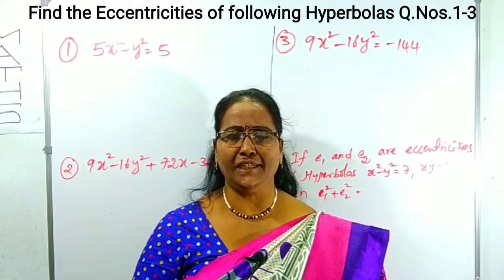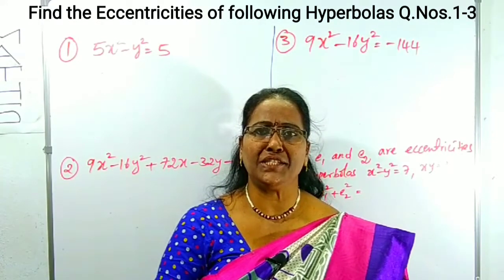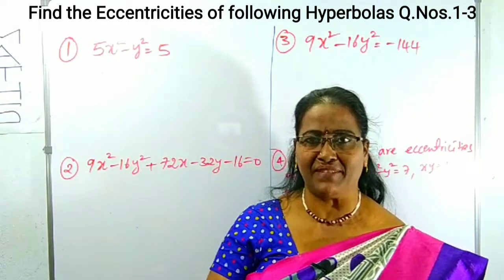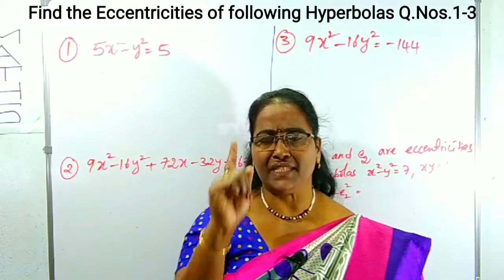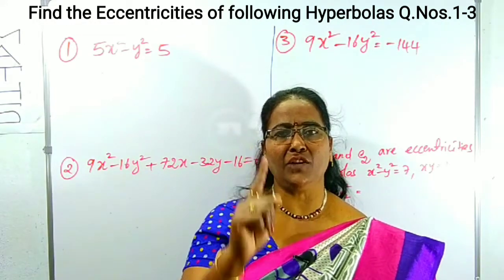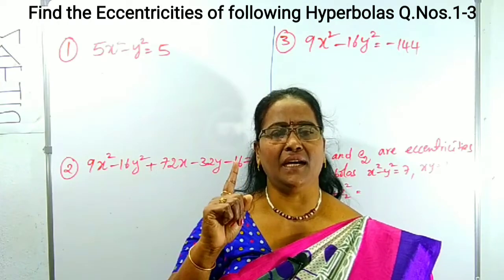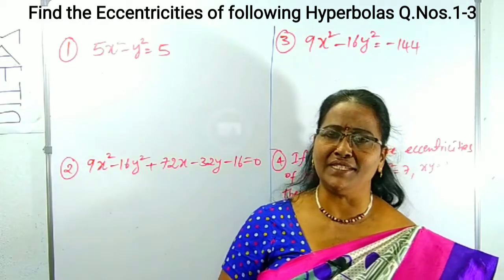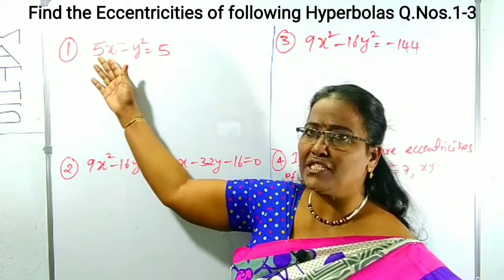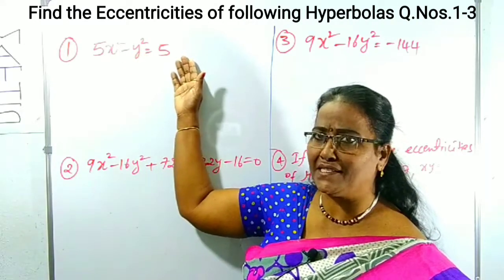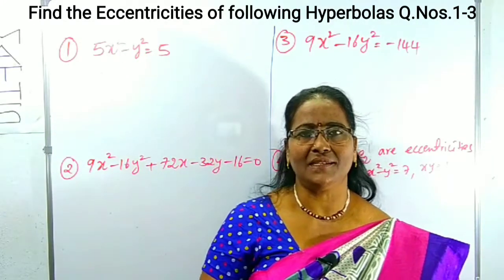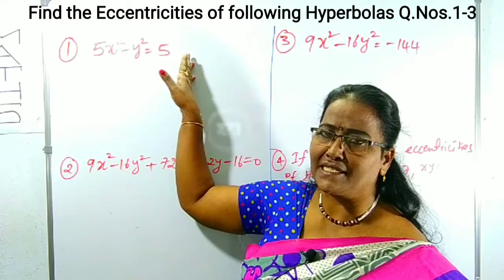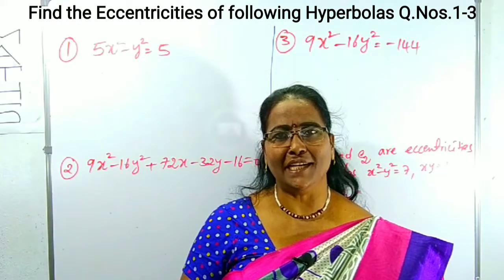Now we can concentrate: how can you find out the eccentricity of various hyperbolas? For this, you just have to know the major tips. First of all, you have to recognize the given equation. Suppose the equation given is a transverse hyperbola or a conjugate hyperbola, you have to recognize it. How can you recognize a transverse hyperbola? Simply, if the x square term minus the y square term is equal to a constant that is positive, that is called a transverse hyperbola. If x square minus y square with the constant is negative, that is called a conjugate hyperbola.